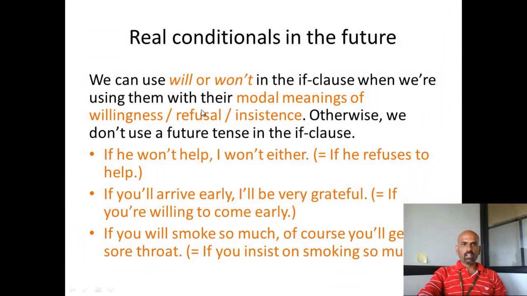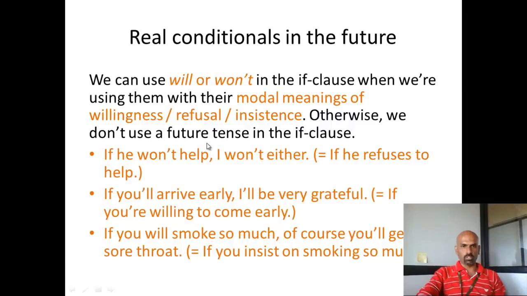Modal meanings of willingness, refusal, insistence. Actually, when you use will and won't in the meaning of willingness, refusal and insistence, you can use it in the if clause. Otherwise, we don't use future tense because we generally never use future tense in the if clause. But this case is what you call an exemption, and it's advanced level usage. Only in the if clause can you use it in the meaning of willingness, refusal, insistence.